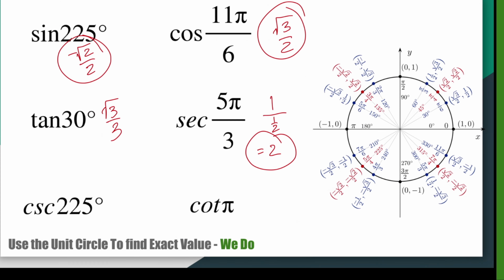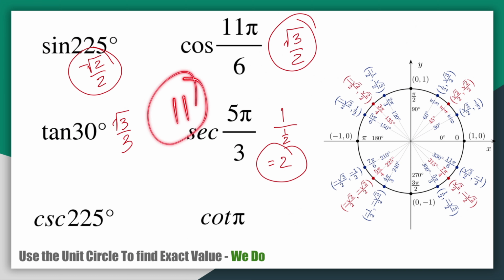All right. Now, I want you guys to pause, give this a try. Try the cosecant of 225 and the cotangent of pi. So pause it, give it a try, and then I'll go over it.